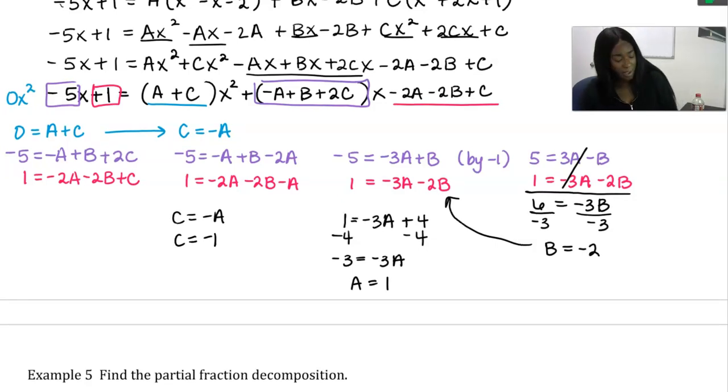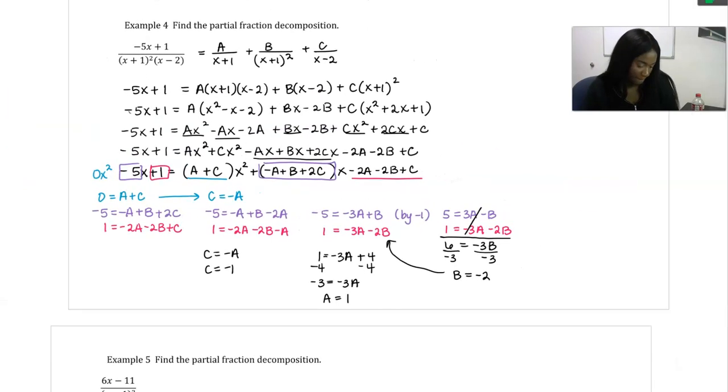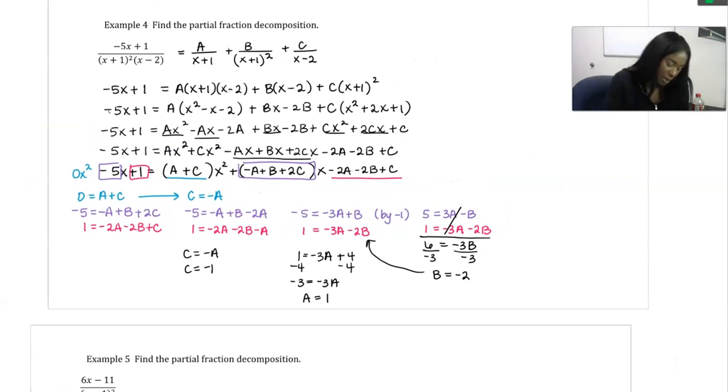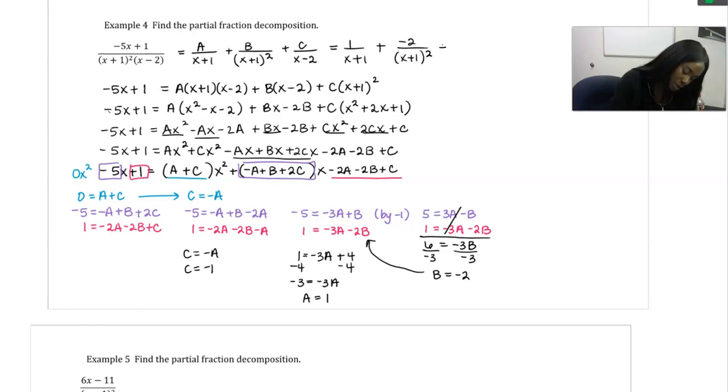So now that we have A, B, and C, we can go plug them in up here. So A is 1, this is 1 over x plus 1. B is negative 2, so this is negative 2 over x plus 1 squared. C is negative 1, so this is negative 1 over x minus 2. And there is our partial fraction decomposition.